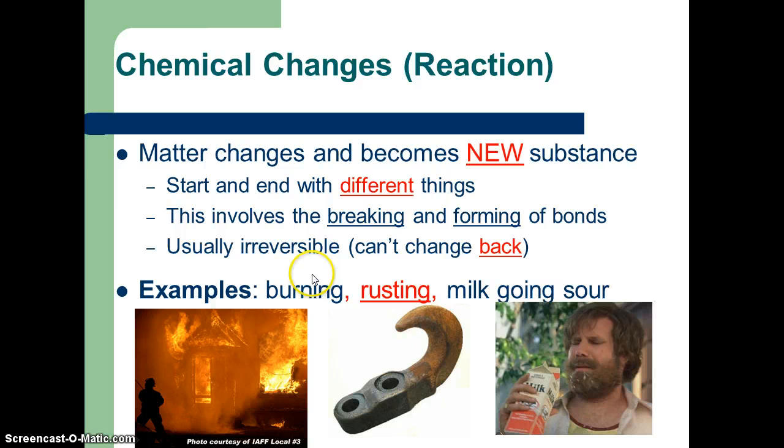Some examples of this are burning, rusting, or milk going sour. So in this example, we have a house burning. We wouldn't be able to get that house back. With the metal right here, it's rusting. We wouldn't be able to get that rust to go away. And lastly, we have Will Ferrell in Anchorman drinking some spoiled milk, and that milk's never going to be able to get back to its original form.